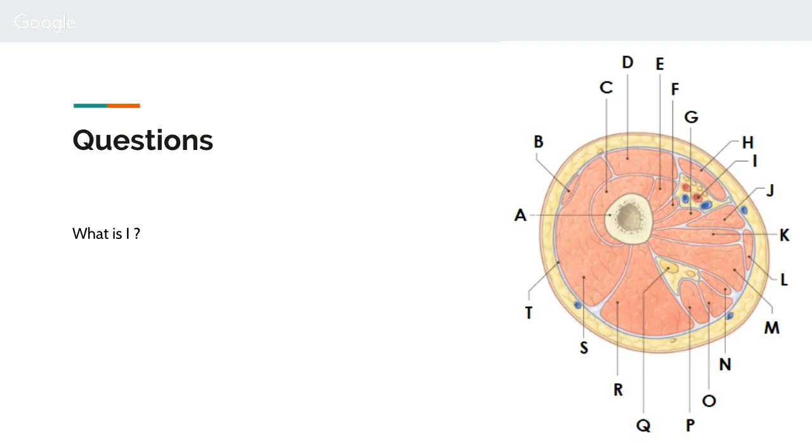I is an artery. It's in the anterior compartment. I had femoral. Yeah, femoral artery. And the other artery there as well, I had no idea what it was, so I went and researched it. It was the profunda femoris artery, not really important. Profunda, I think, means deep.